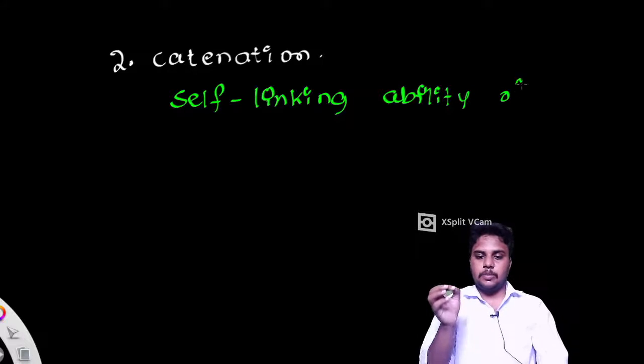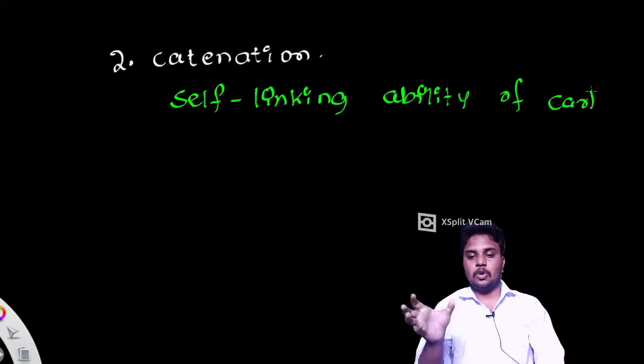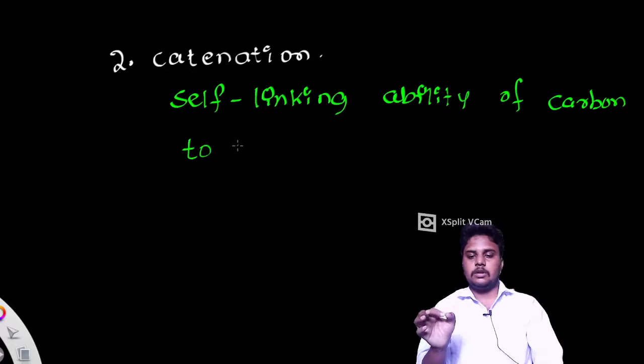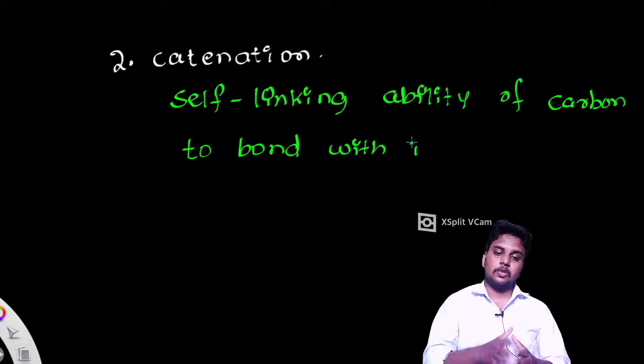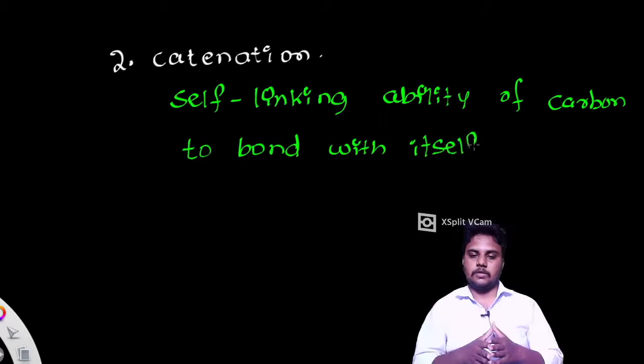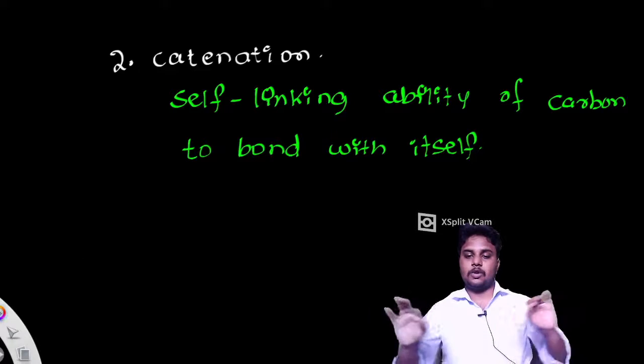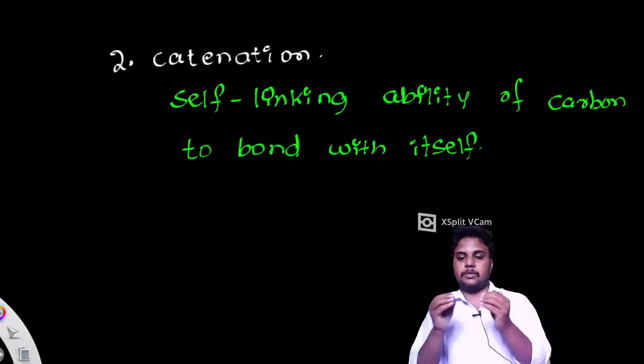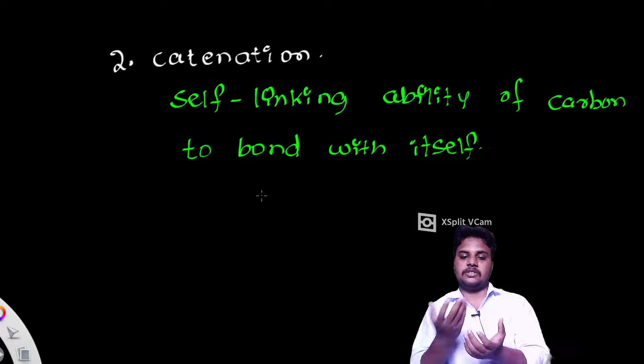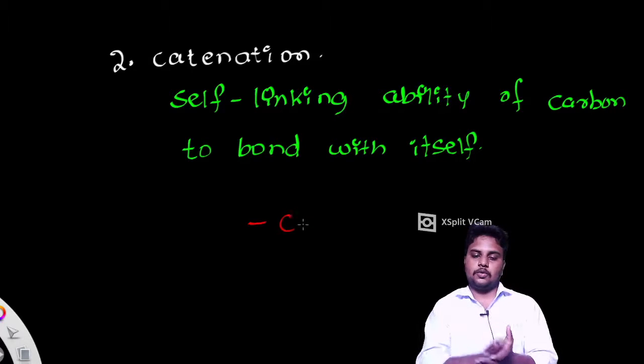Due to the property of catenation, it can form long chains. It is the self-linking ability of carbon, to form a bond with itself. A bond with itself is called a covalent bond. Due to the covalent bond formation between carbon and carbon, it will make a long chain, so your structure will be very long. What makes this structure very long? It is due to catenation.